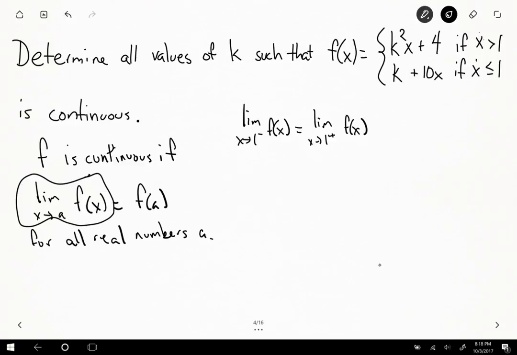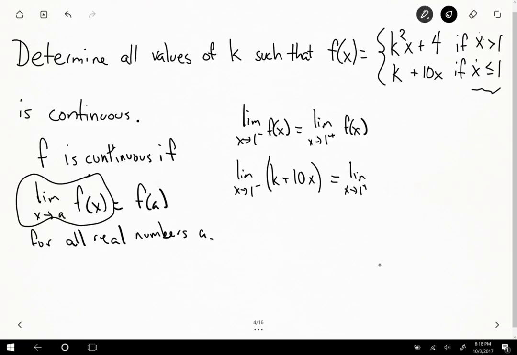So what does this mean? Well, limit as x approaches 1 from the left. 1 from the left would be when x is less than or equal to 1. So this is essentially just the limit as x approaches 1 from the left of k plus 10x. Okay. And the limit as x approaches 1 from the right, what's the function we're dealing with from the right? That's going to be the x greater than 1. So that's going to be k squared times x plus 4.